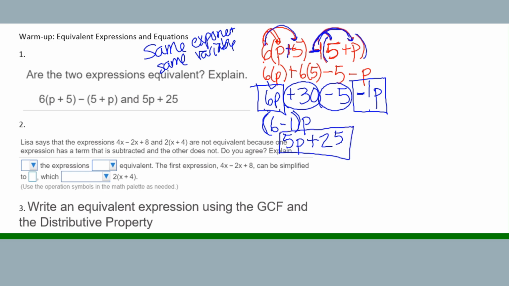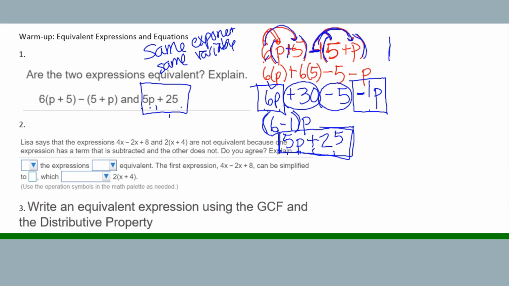So this is my final answer once I combine like terms and apply the distributive property. Notice that 5 times p plus 25 is equivalent to 5 times p plus 25. So you can also conclude that these expressions are equivalent by the distributive property and combining like terms, because once we distribute the 6 into the 2 terms inside of the parentheses and the minus sign into the 2 terms inside of the parentheses and subtract, we get an equivalent expression, because 5 times p plus 25 is equivalent to 5 times p plus 25.